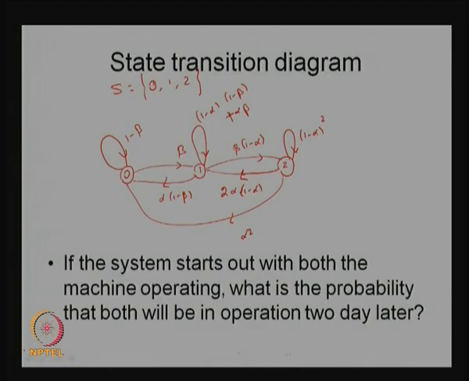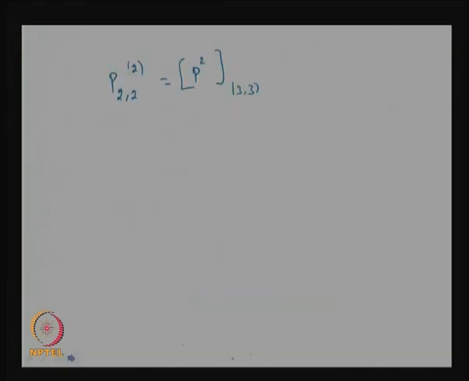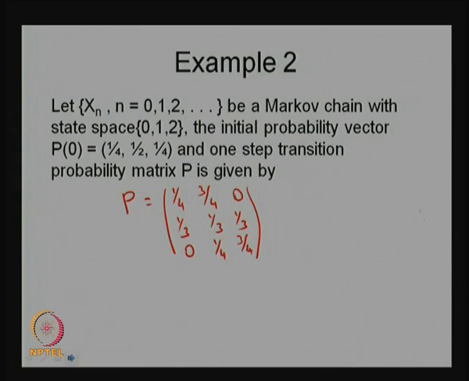What is the probability that both will be in operation 2 days later? Similar to this, we can find out the probability for any finite day by finding the P power n matrix, then pick the corresponding element, and that is going to be the corresponding probability. Now, we will move into the next example.